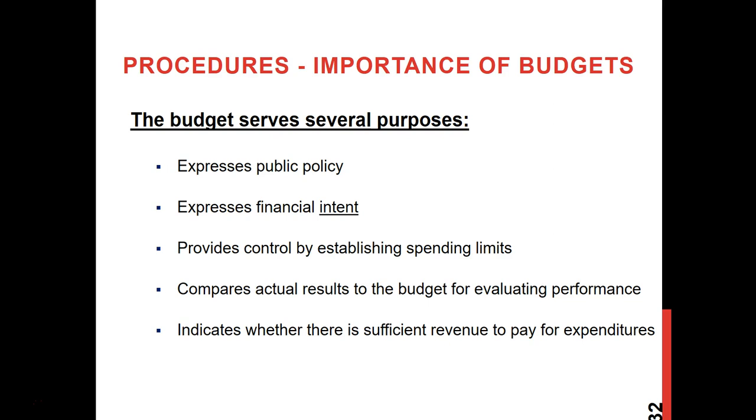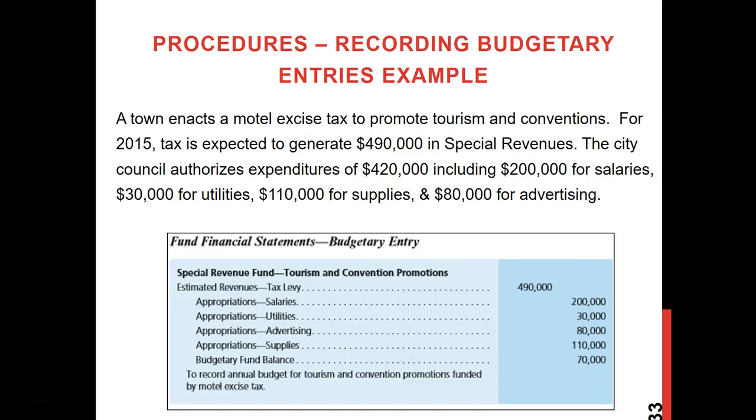So now we will focus on this budget part and we'll see a few journal entries. Let's see this example. A town enacts a motor excise tax to promote tourism and conventions, and for 2015 the tax is expected to generate 490,000 in special revenues, and the city council also authorizes these expenditures of 420,000 total out of these expected tax revenues, in different categories: 200 thousand for salaries, 30 for utilities, 110 for supplies, and 80 for advertising.